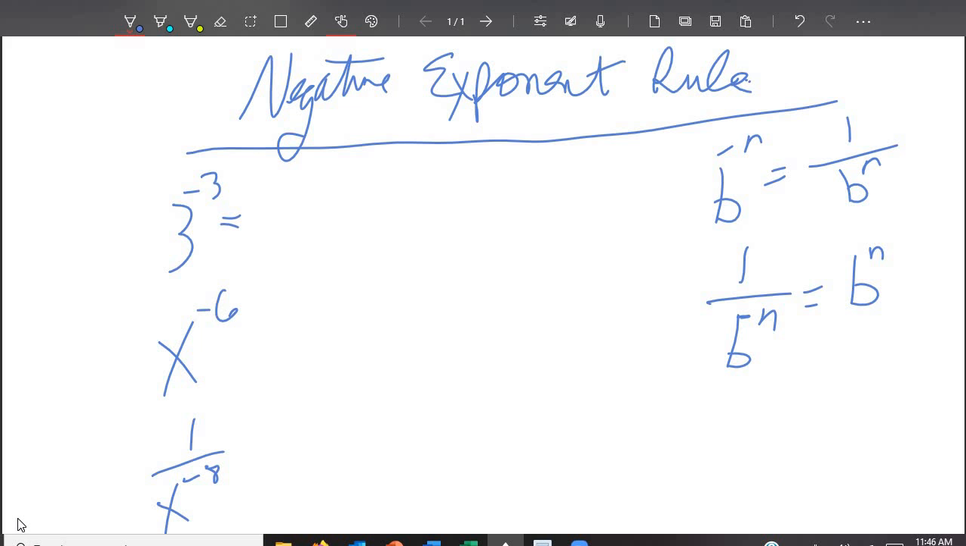Now look at this. This is a whole number with a negative 3. We have to turn it into a fraction and make the exponent positive. Of course, simplify. This one is a whole number. We turn it into a fraction, put the x in the bottom, and make the exponent positive. Notice this one is already in the denominator, a negative exponent. So we're going to flip it over, and it becomes positive 8.